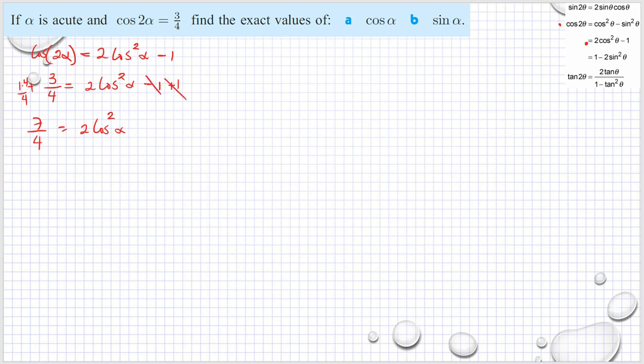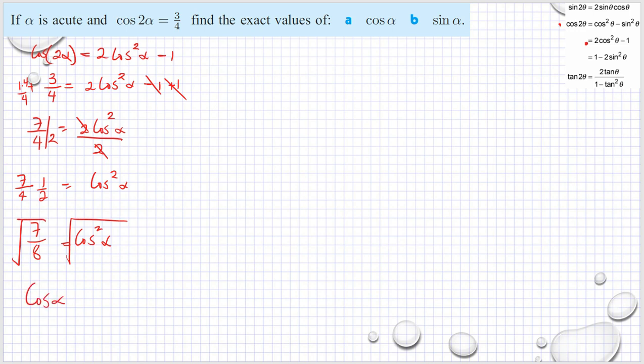If we divide both sides of the equation by 2, then we have 7/4 multiplied by 1/2 is equal to cosine squared alpha. So we have 7/8 is equal to cosine squared alpha. And then if we take the square root of both sides of the equation, then we have cosine alpha is equal to square root of 7/8.